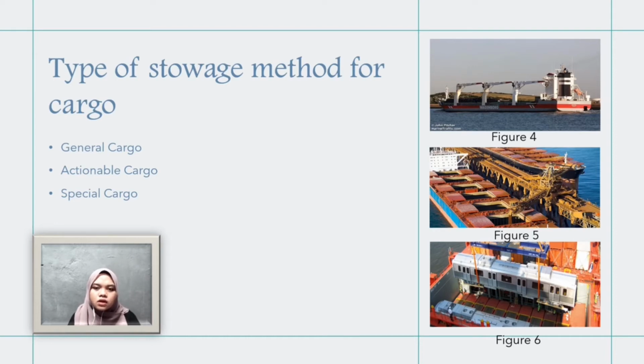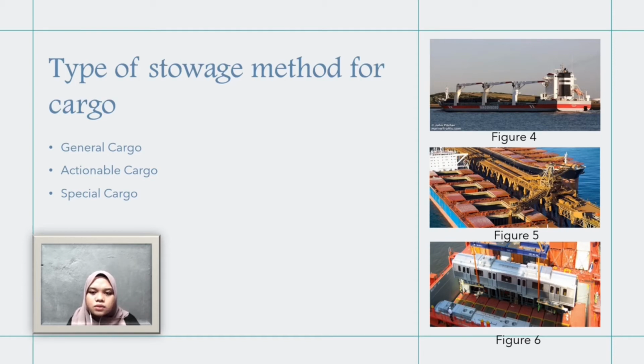Firstly, general cargo. General cargo in Australia, commodities are usually shipped as general cargo. As you can see, figure 4 is one example of general cargo that is used in Australia.